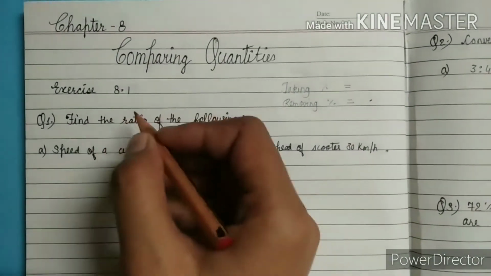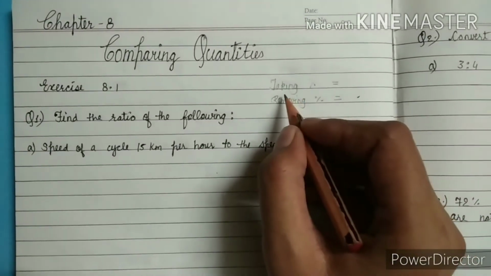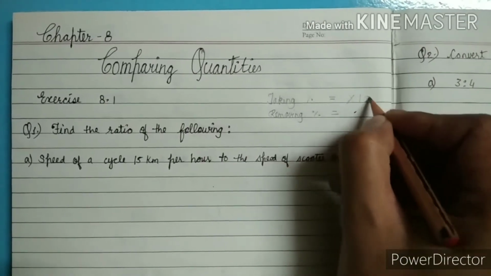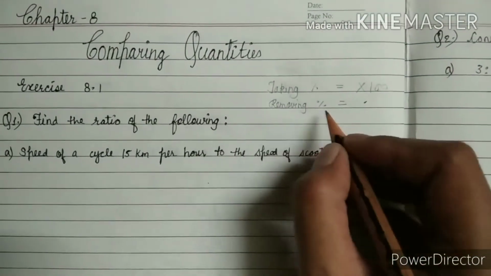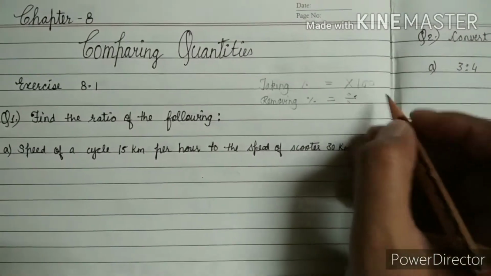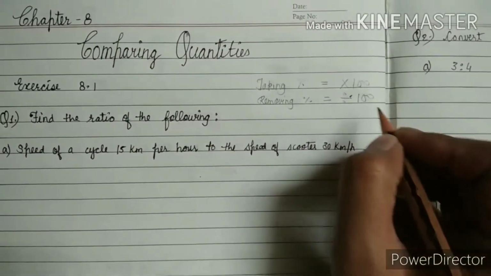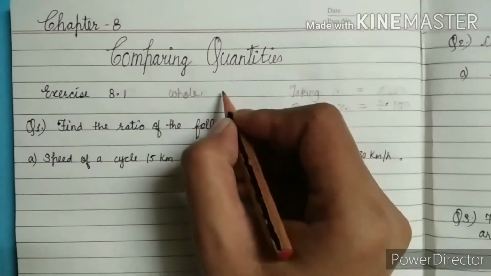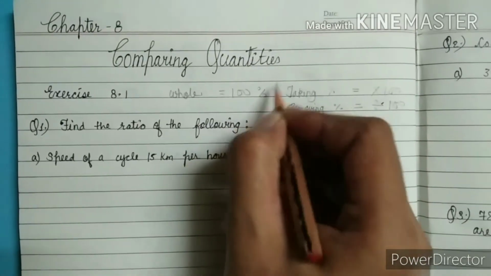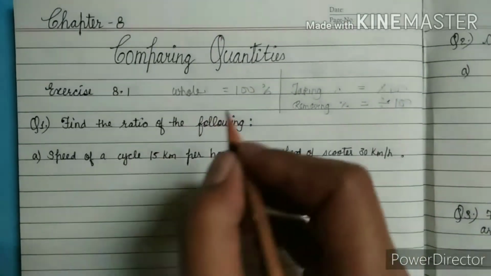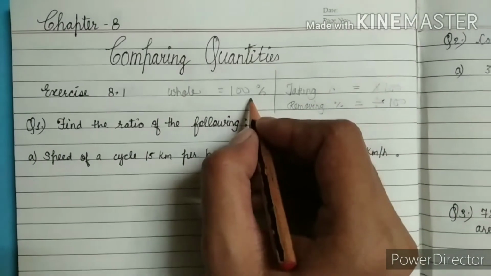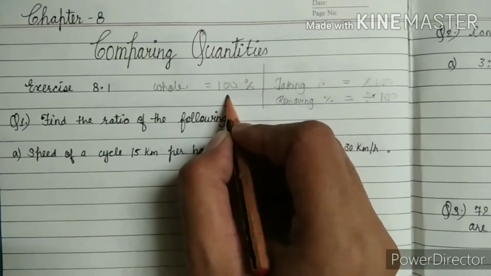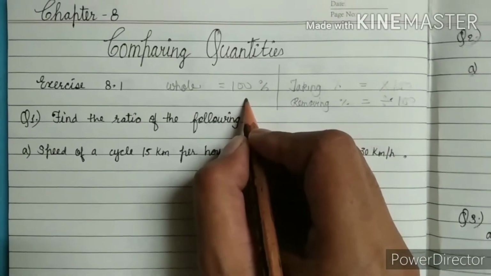So percentage we learned in class 7. In that portion we learned that for taking percentage we have to multiply by 100, and for removing percentage we will divide by 100, because the whole thing will be considered as 100%. Like the number of students in your class is 100%, whatever the number of things is there, the whole thing will be considered as 100 in the percentage.